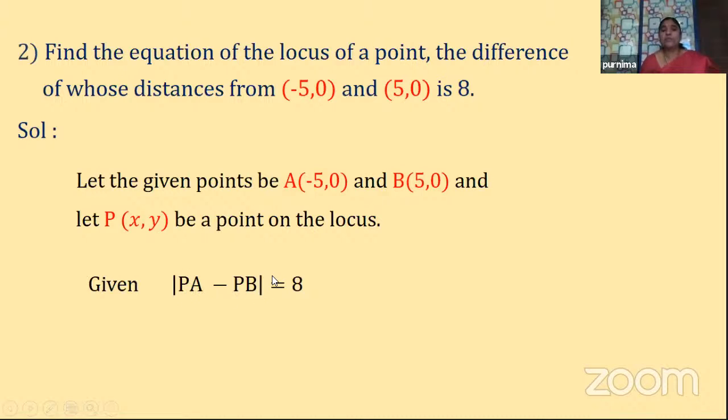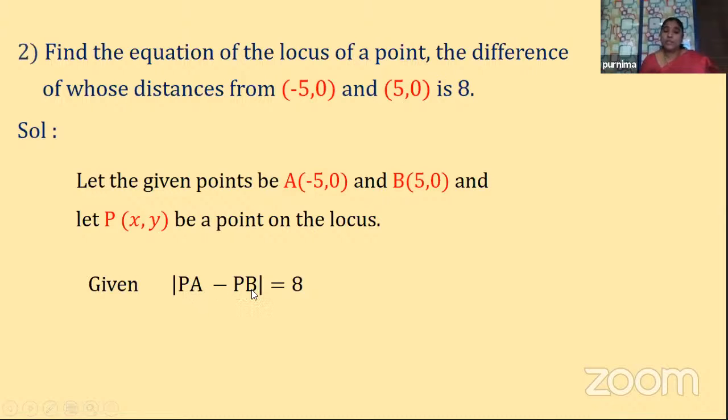Then what is the meaning of this modulus? Why am I writing the modulus sign here? Because the question is about the difference of the distances, but we are not sure whether PA is more or PB is more. If PA is more and PB is less, then the difference PA minus PB will be positive only. Now suppose PA is small and PB is more. Then a smaller value minus a bigger value will give a negative value. So at that time, the difference will be negative.